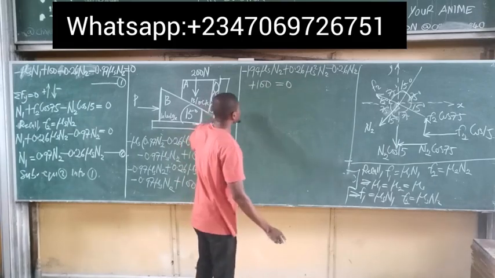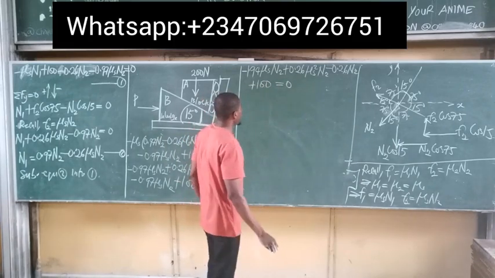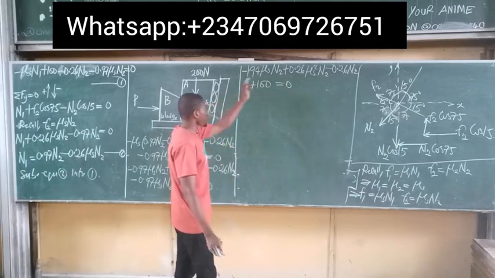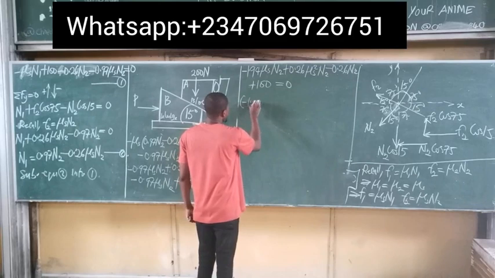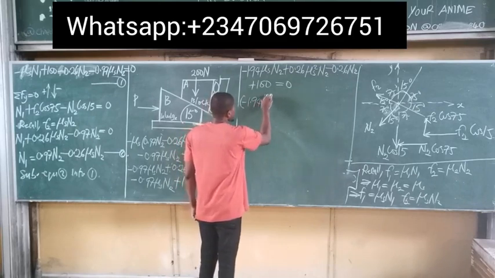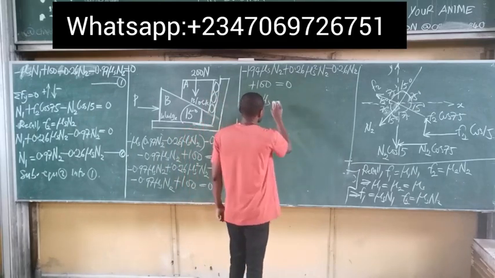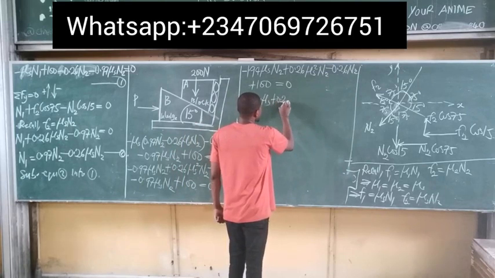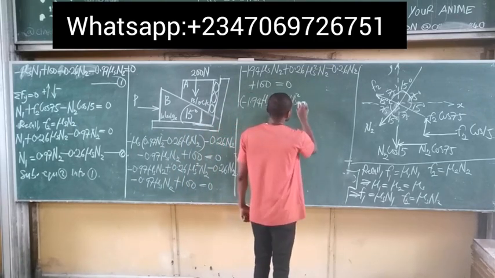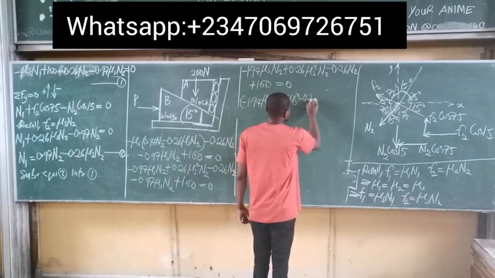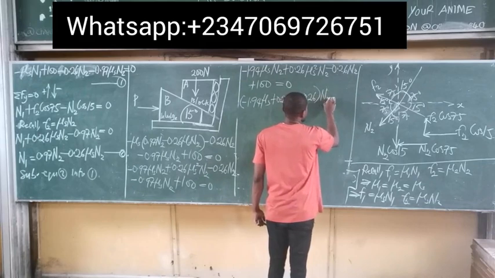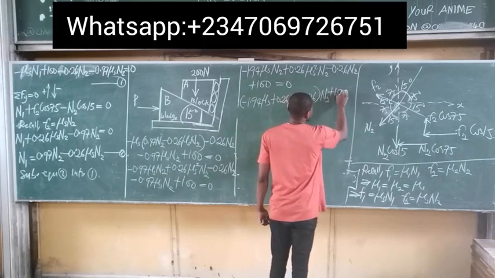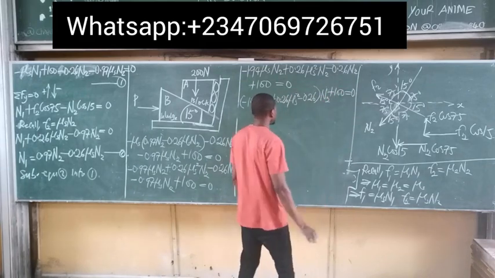At this point, n2 is common in all. Let's factor n2. I will simply have minus 1.94 mu x plus 0.26 mu x all squared minus 0.26, all into n2, plus 100 equals 0.